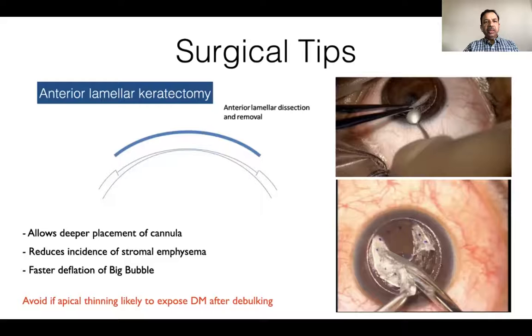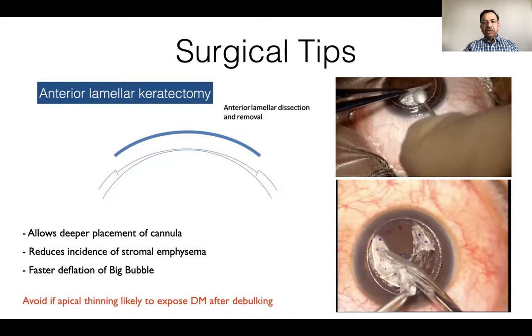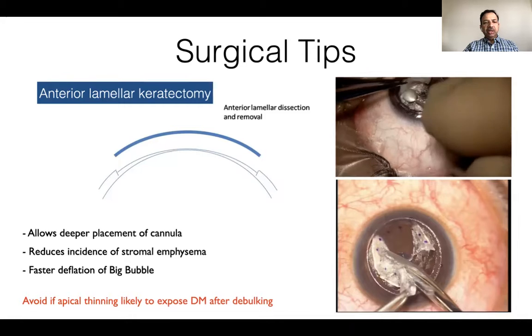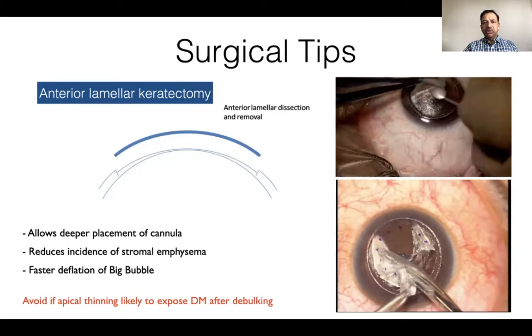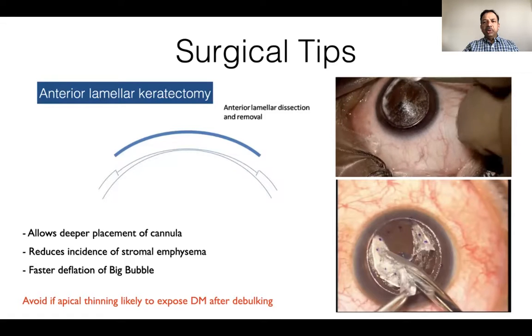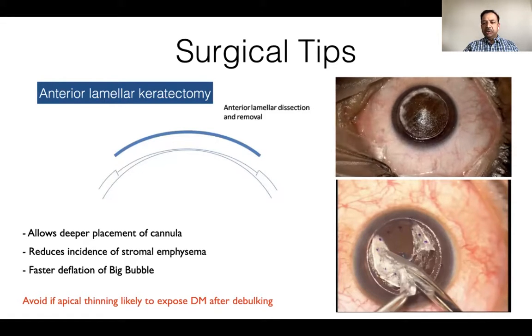The advantage of using a suction trephine is you get the same depth of cut all around. I prefer to do an anterior lamellar keratectomy before injecting the air. The advantage is that it allows a deeper placement of the cannula. Because the stromal tissue is debulked, the incidence of stromal emphysema is also reduced. And the final advantage is once the big bubble is formed, you can quickly deflate it rather than wait till the anterior lamellar keratectomy is over.